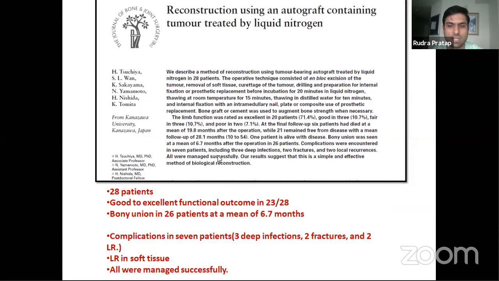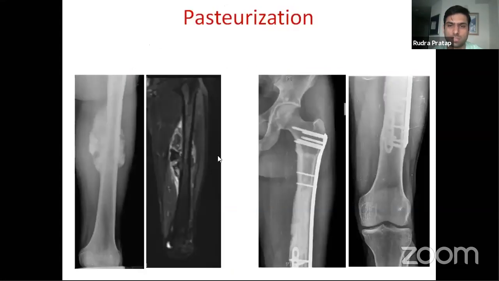The local recurrences that they observed were only in the soft tissue, not from the bone, and all these complications were managed successfully. The other option available is pasteurization, in which the tumorous bone is treated at 60 to 65 degrees of temperature for about 40 minutes, and then reimplanted back.